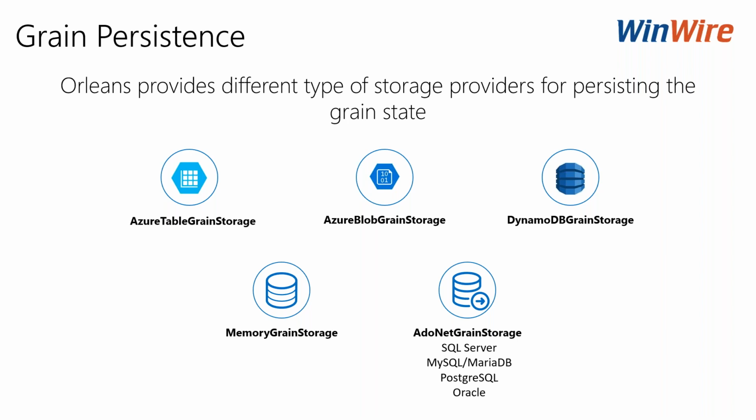The last one is ADO.NET grain storage. Basically, if you want to use a traditional database, RDBMS, to store that, you can use ADO.NET, and there are several databases that it already supports, which is SQL Server, MySQL, Postgre, Oracle, whatever ADO.NET works with. You can use those. All right. So there are different providers. There's a variety of flexibility here that you can choose from, how you want to save your grain state.